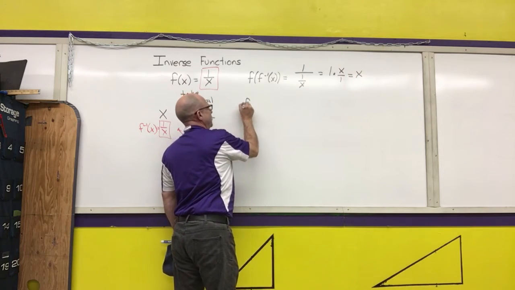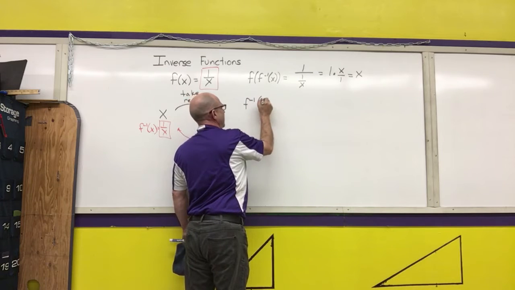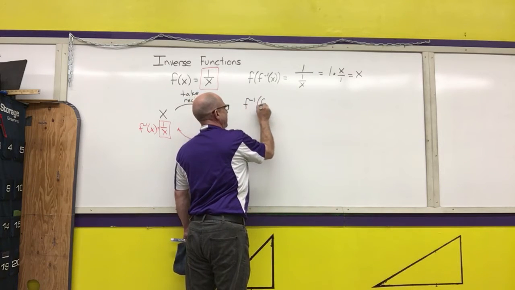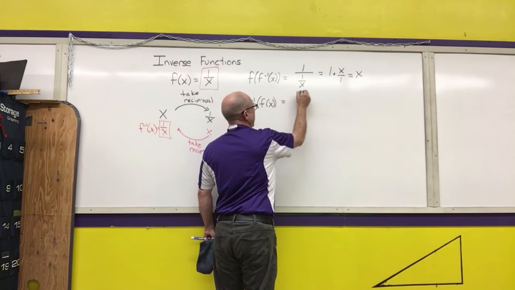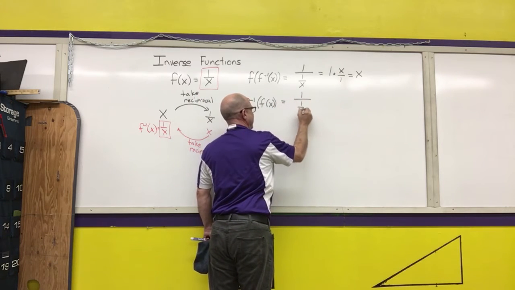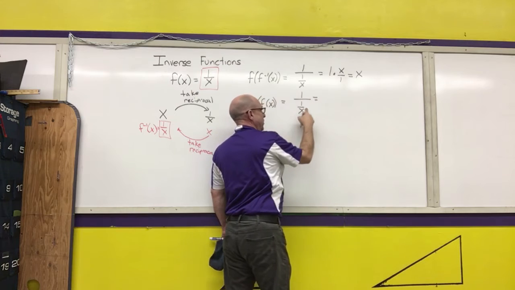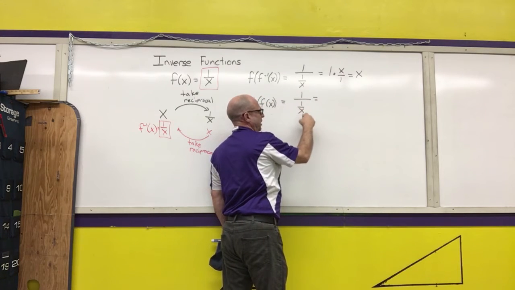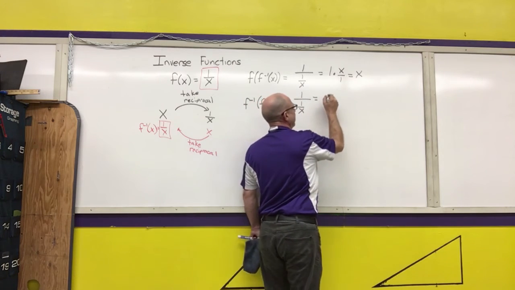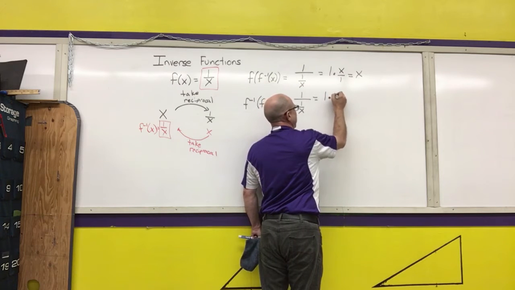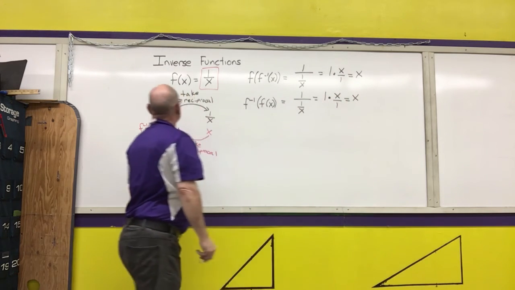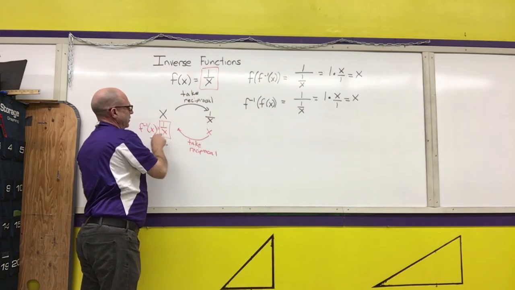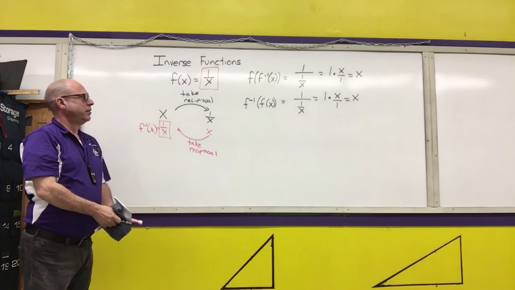And you should see, because I'm going to be using the exact same functions, f inverse of f of x, I'm going to get the exact same work. I'm going to write 1 over x. Dividing by a fraction is the same thing as multiplying by the reciprocal of the denominator. 1 times x over 1, which is just x. So the reciprocal function is the inverse of itself.